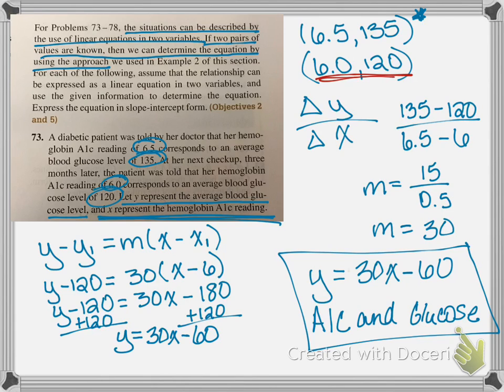Now, once I had this y equals 30x minus 60, could I then take a hemoglobin A1C of 4 and predict what the average glucose would be? Or an A1C value of 7? Could I do that once I've got this? I can.